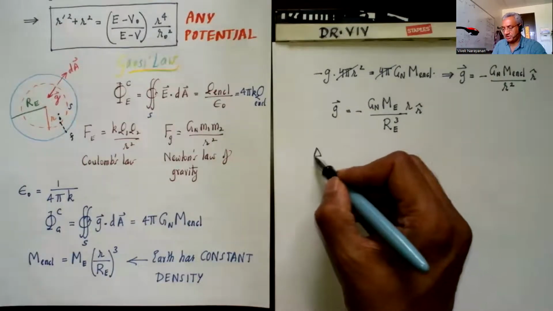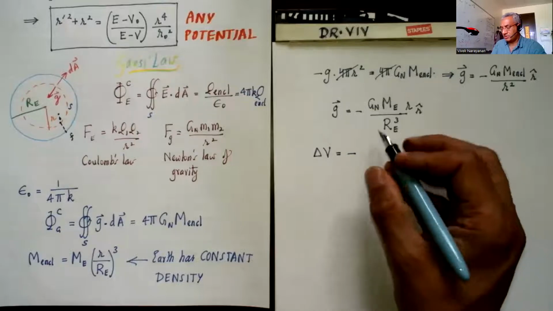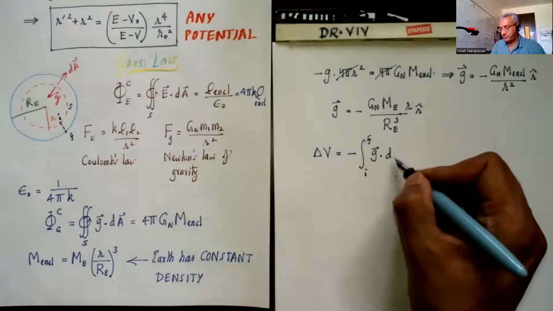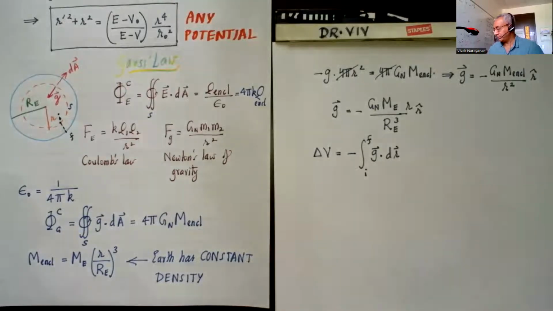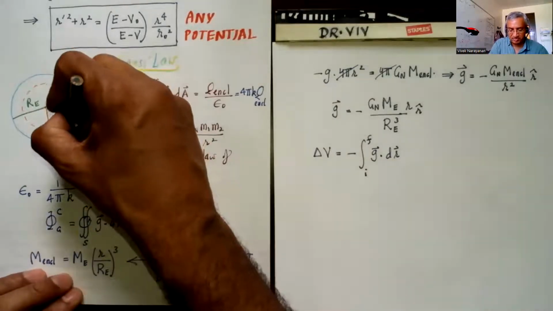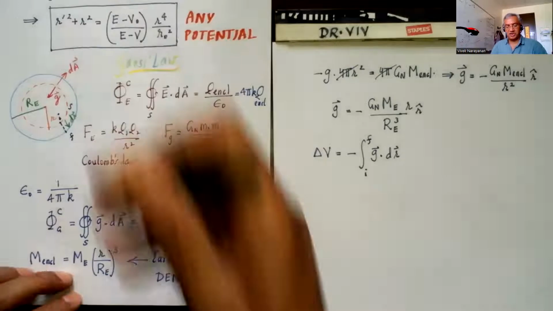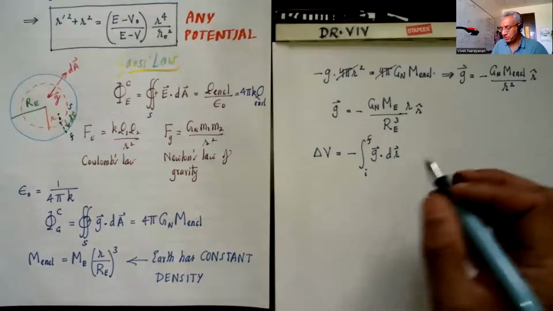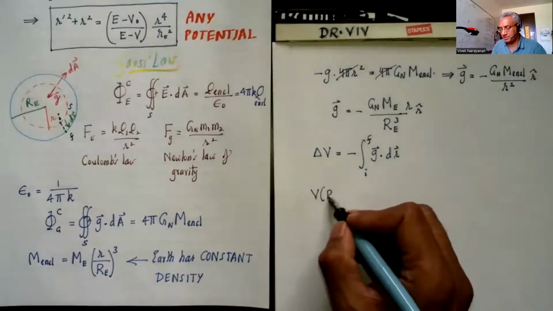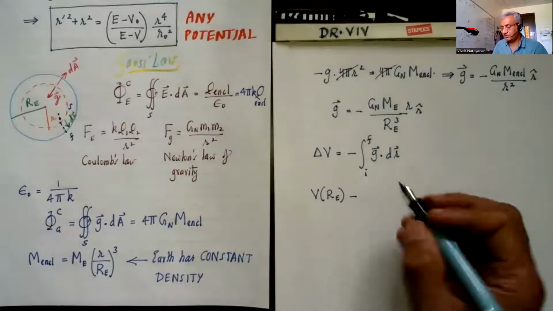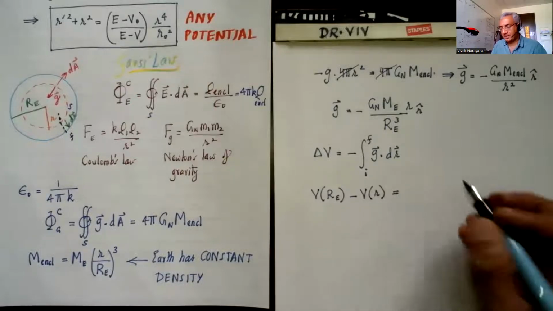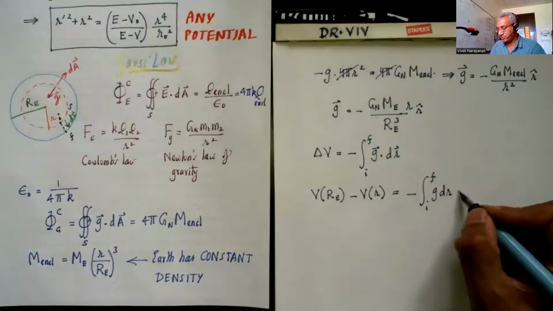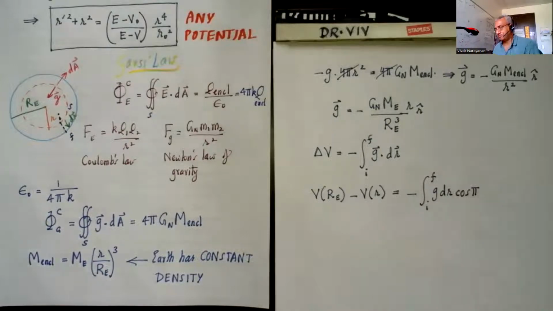Okay, so the change in potential, delta V, is going to be the negative integral from I to F of G dot dr. This is exactly the same kind of integral you would do to find potential in any electrostatics problem. So that's your dr vector, and G is pointing inside. Once again, you have the 180-degree business. So delta V is V final, which is V at the surface, minus V inside. And that's going to be negative integral I to F G times dr times cosine pi, or 180 degrees.